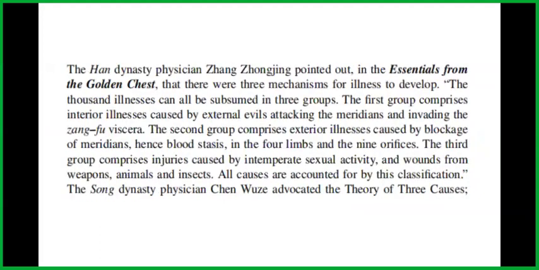The Han Dynasty physician Zhang Zongjing pointed out in the Essentials from the Golden Chest that there were three mechanisms for illness to develop. The 1,000 illnesses can all be subsumed in three groups. The first group comprises interior illnesses caused by external evils attacking the meridians and invading the Zangfu viscera. The second group comprises exterior illnesses caused by blockage of meridians, hence blood stasis in the four limbs and 9 orifices. The third group comprises injuries caused by intemperate sexual activity and wounds from weapons, animals, and insects. All causes are accounted for by this classification.